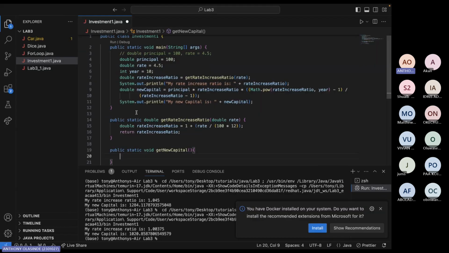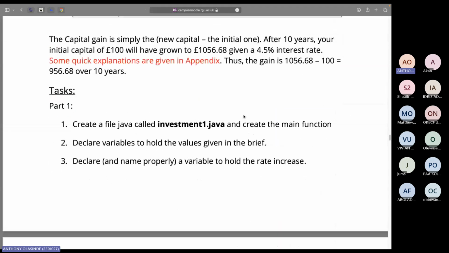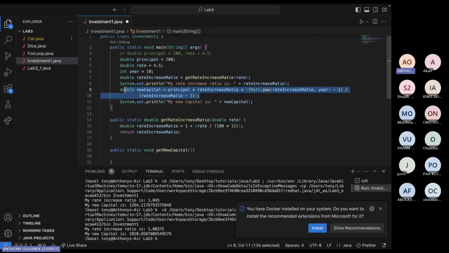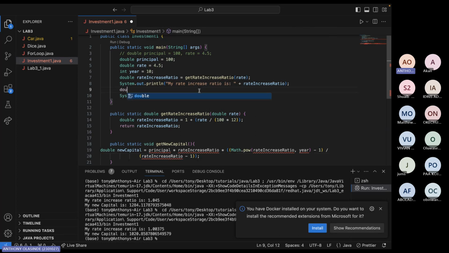And what's the formula for calculating new capital? This is it. Let's just bring it down. We've already written it, so we don't need to do much work again. We just bring it down. Now we're seeing some red things. So we can go ahead and say, okay, double new capital here is equal to get new capital, right?